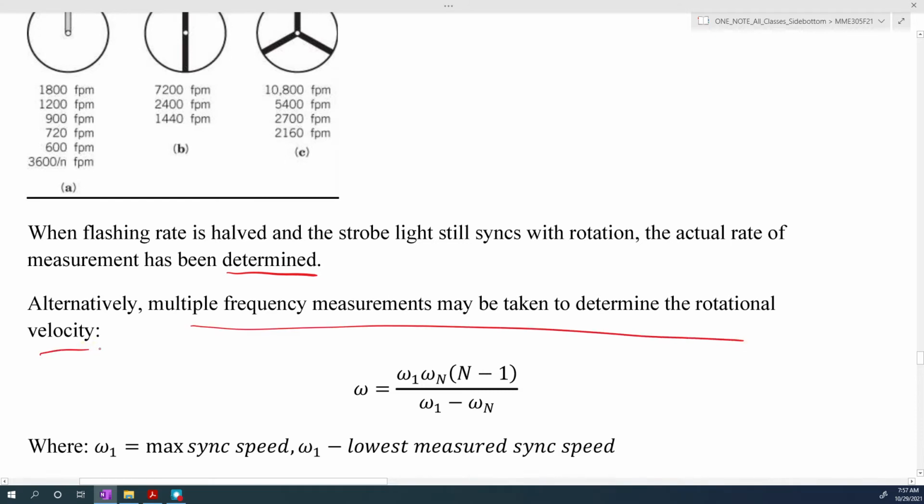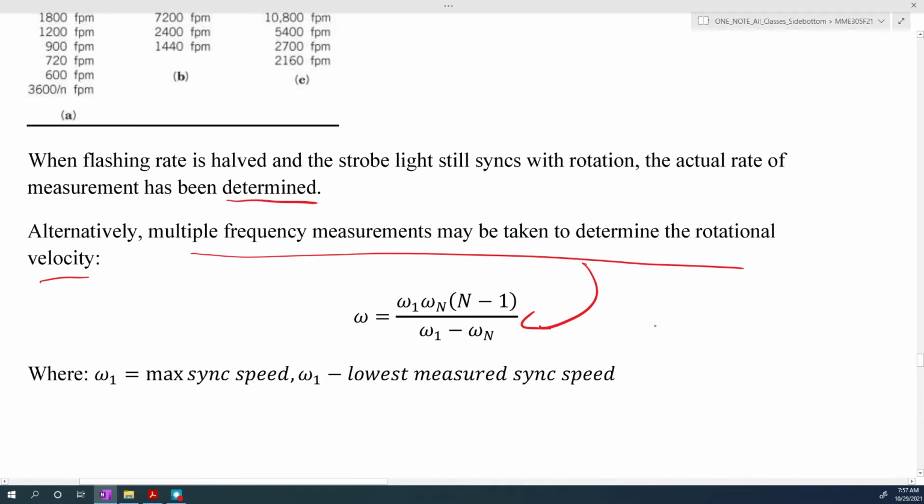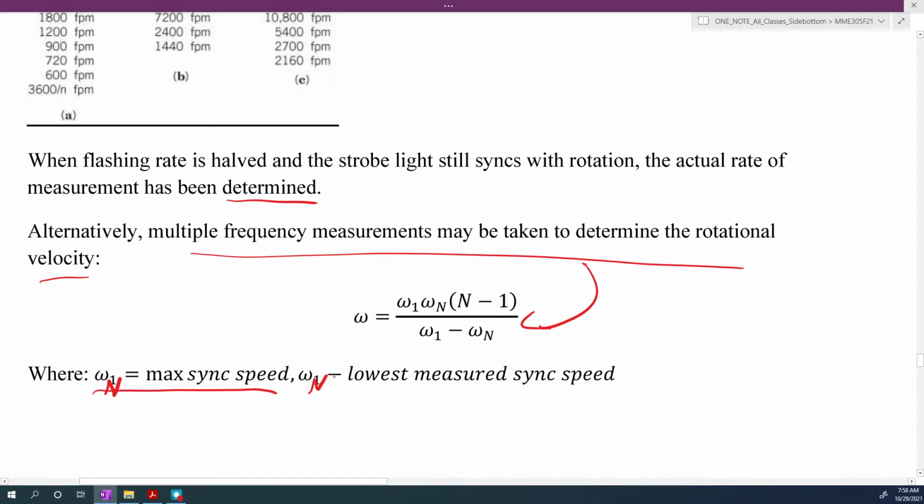They can use this equation to do that, where omega 1 is the maximum sync speed, and omega n is the lowest measured synchronous speed. Just to prove how this equation works, we'll use it in this example here.